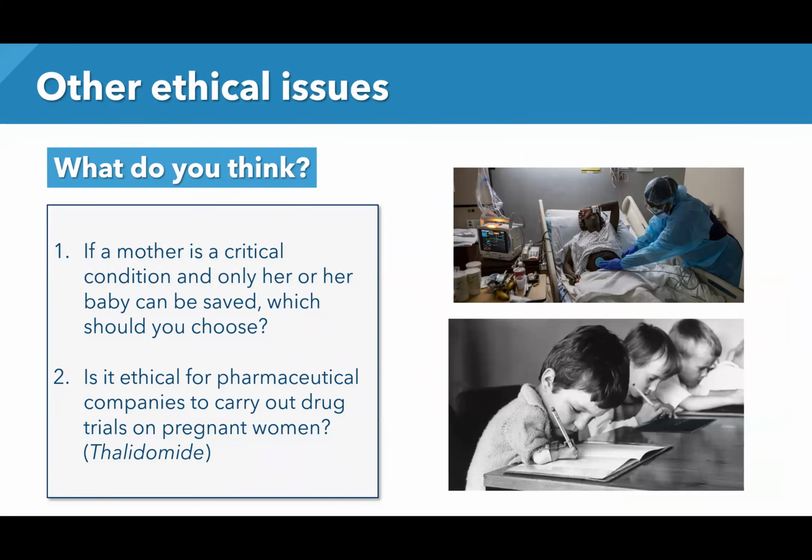So we've got a couple of other ethical issues which we're going to briefly discuss before we end the session. So firstly, if a mother is in a critical condition and only her or her baby can be saved, which would you choose? Now, this is a very vague question. And of course, if this were a real life situation, there would most likely be a variety of factors that a doctor would consider, including perhaps the age of the mother, the condition of the baby, and whether they have a chance of surviving after being born, and also the likelihood of saving either party.